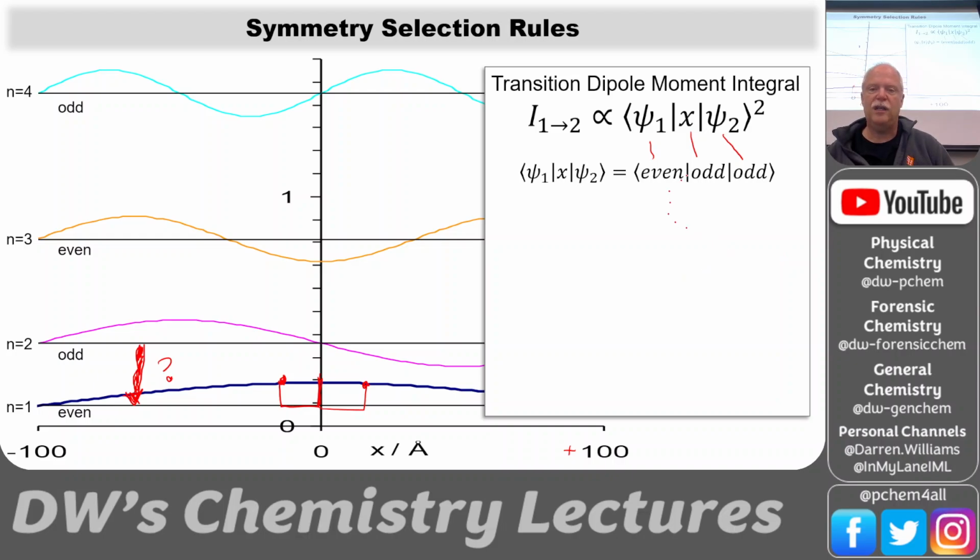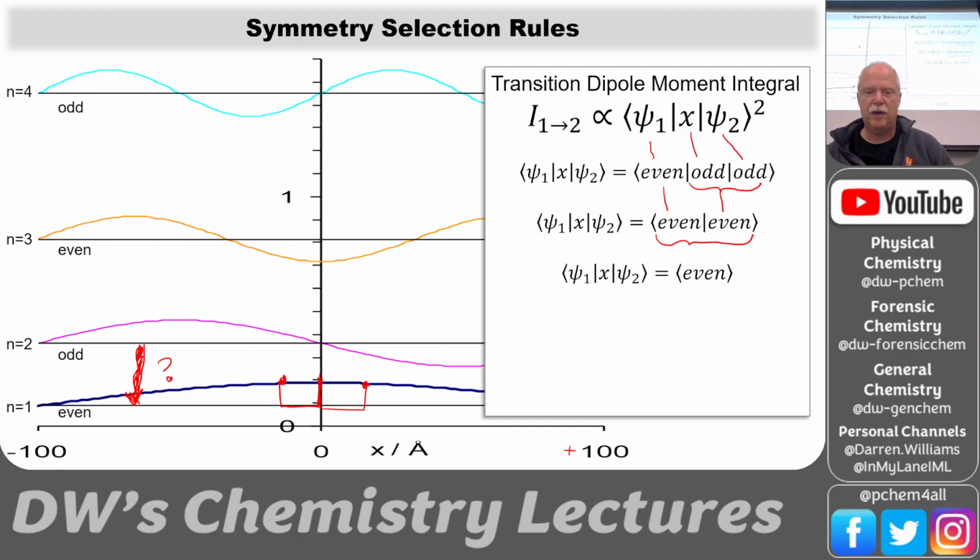Now, let's just work ourselves right to left. That's typically the way this is done. So odd times odd is even. And so we just carry that down. And then this even comes down. And now we have an even times an even. Okay, and that gives us even. And so remember these brackets. The brackets are an integral. So we're taking the integral of an even function. So I know that that's going to be non-zero.